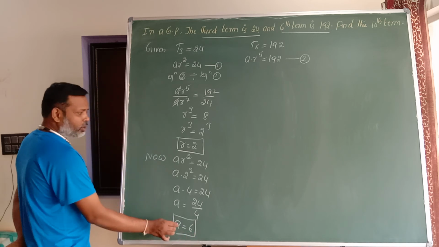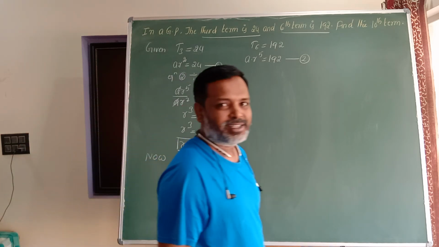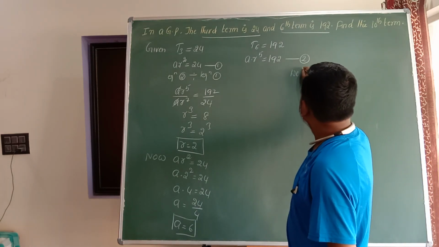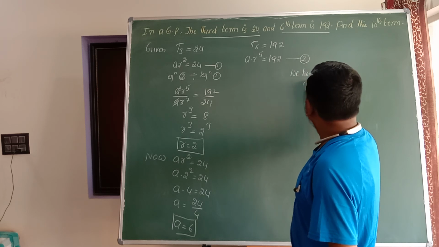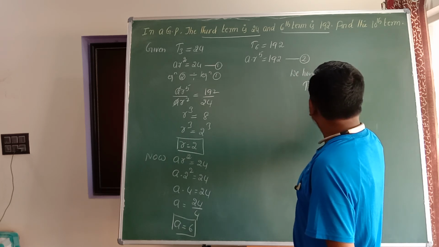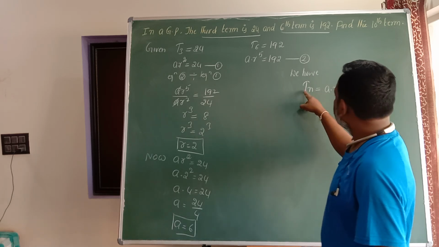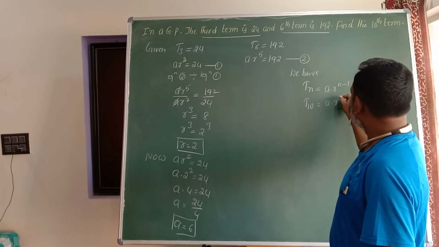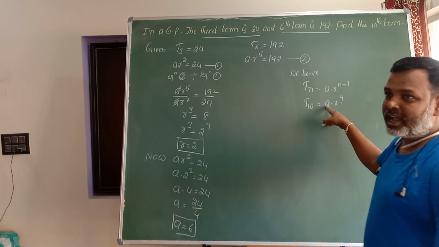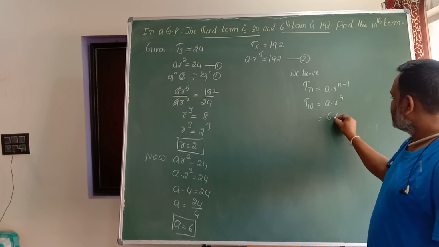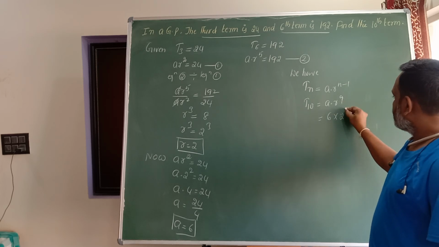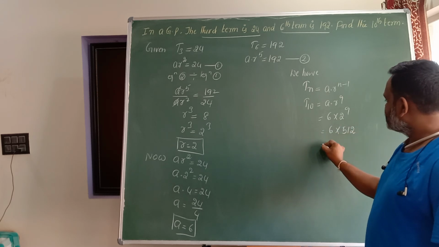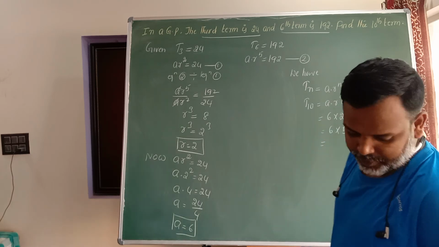Now we got both the first term and the common ratio. Now it is easy to find out the 10th term. So Tn is equal to A into R power n minus 1. The 10th term is T10. T10 is given by A into R power 10 minus 1, which is 9. Substitute the value of A and R here. What is A? 6. Into R is nothing but 2 power 9. So that is equal to 6 into 2 power 9, which is 512. So 6 into 512, what do we get? 3072.